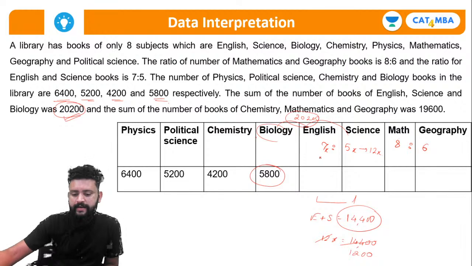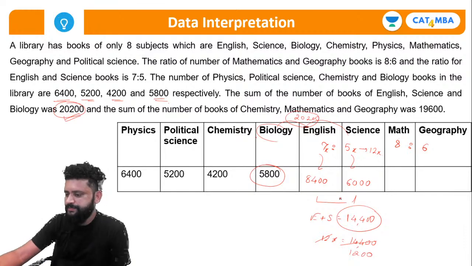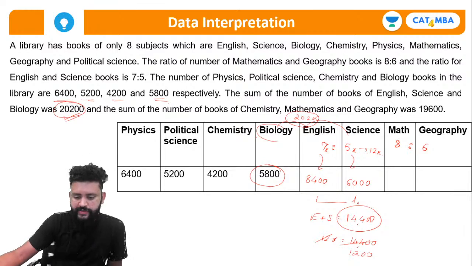So x is 1200, so English books must be 12 sevens are 84, 8,400 and 12 fives are 60. That is 6,000. I hope it's too easy.